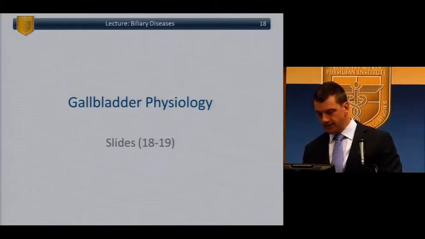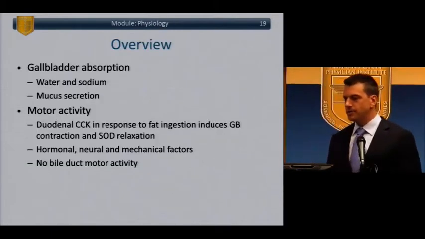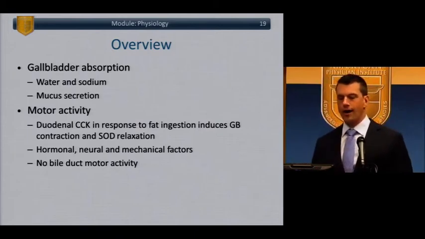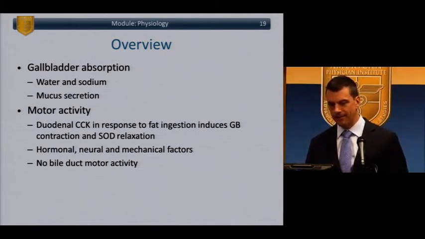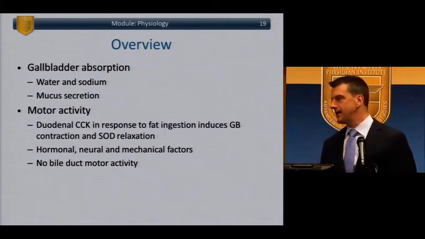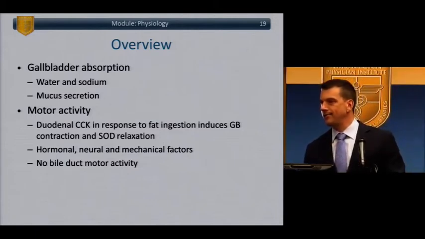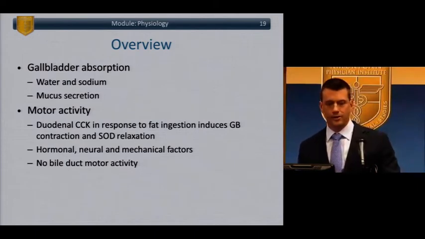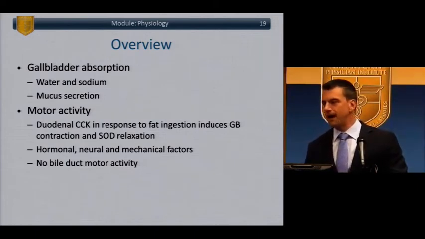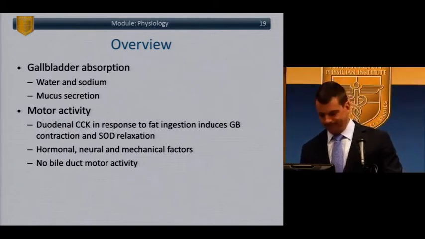Gallbladder physiology in general. So the absorption here is both water and sodium. There is mucus secretion, which can lead to hydrops and distension when the ducts are obstructed. There is some motor activity. Cholecystokinin from the duodenum in response to fat will cause contraction of the gallbladder and relaxation of the sphincter of Oddi. There's also numerous hormonal, neuro, and mechanical factors. The bile ducts themselves have no motor activity, meaning they don't peristalse or drain in any way.